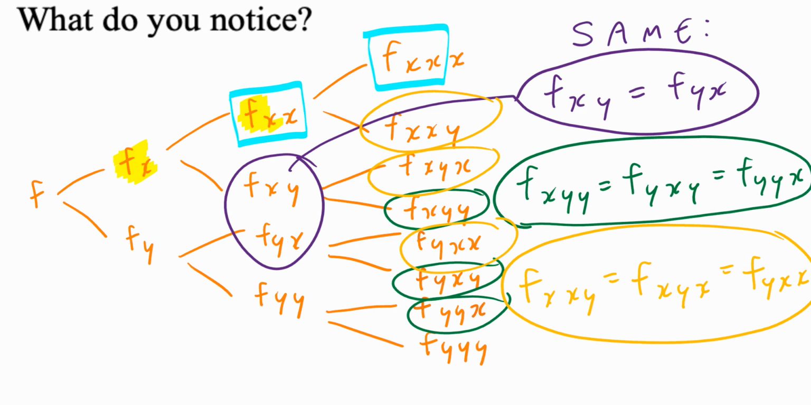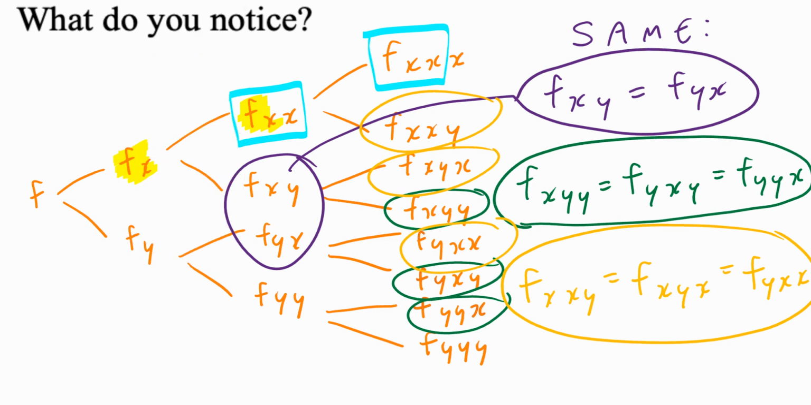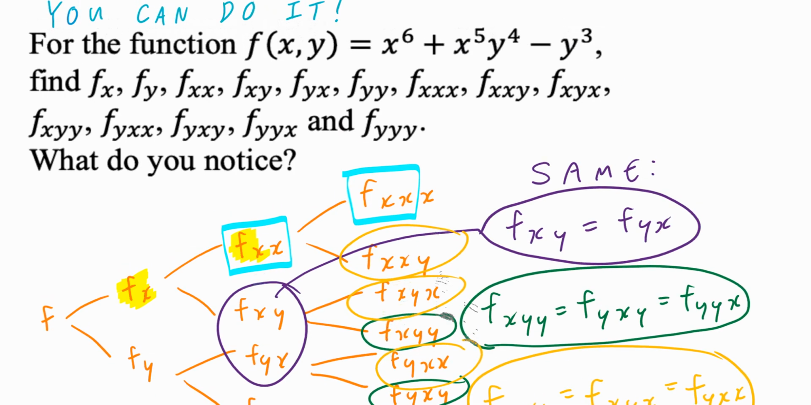So again, all I did so far is give you the executive summary, and now I'm going to justify this with the actual example. Let's go back to the original color. Here we go. Now, the question is f of x, y, which equals x to the power of 6 plus x to the power of 5 times y to the power of 4 minus y to the power of 3. Let's start with fx.